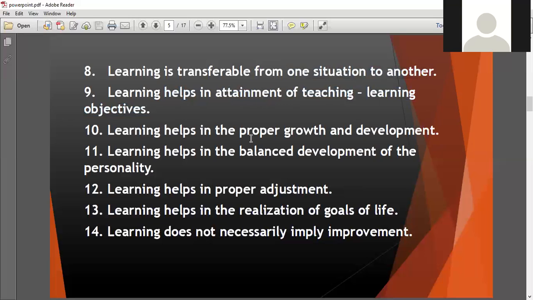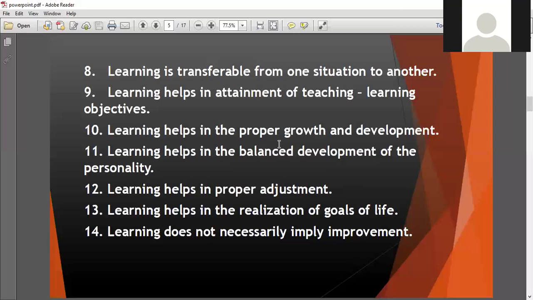So learning helps in proper growth and development. That's what it is. We are learning, that's why we are developing and growing. We are making appropriate choices at every step of our growth. We learn to behave in a certain way when we are 12 years old, and we learn to behave in a certain way when we are 14 or 15 or 16 or 17 or 18 years old.